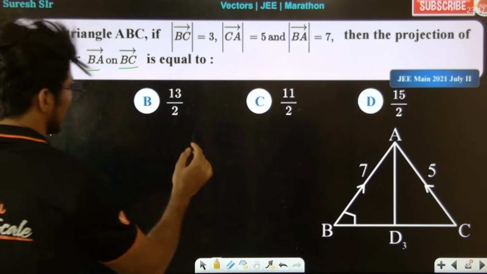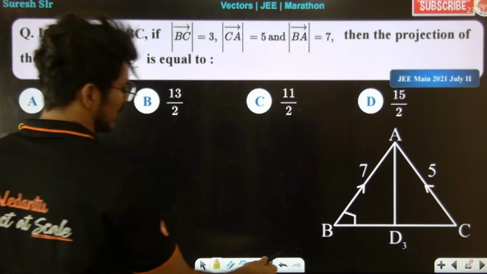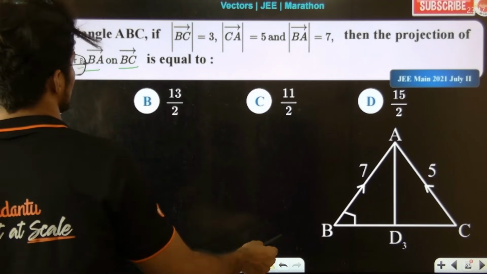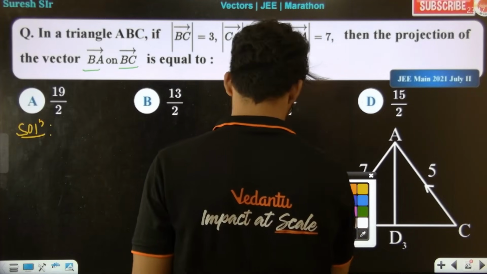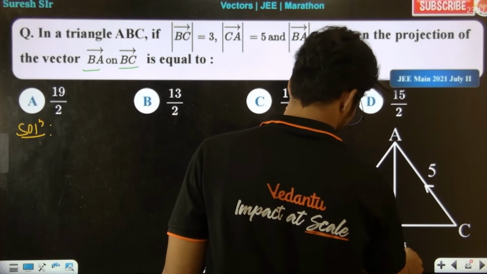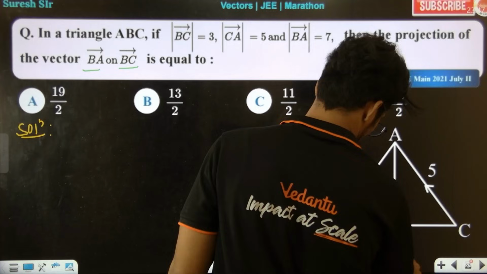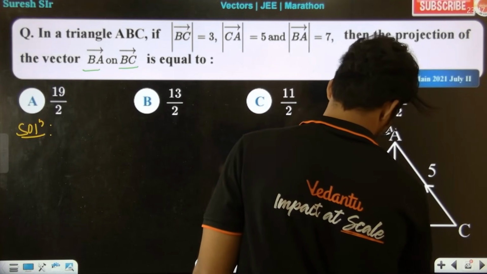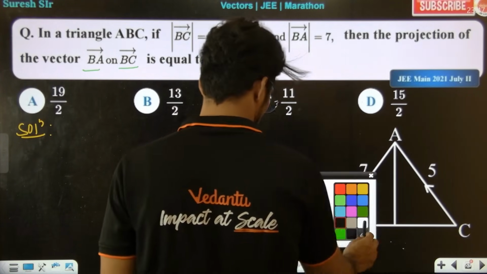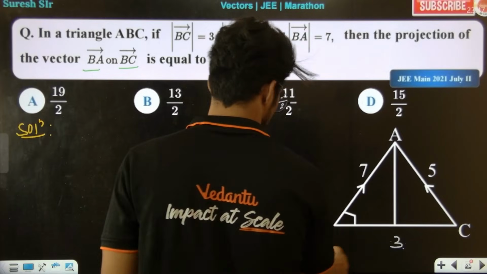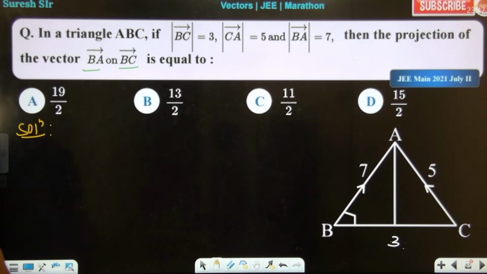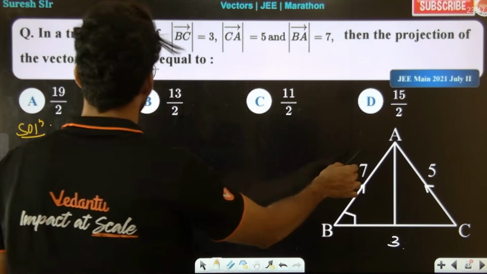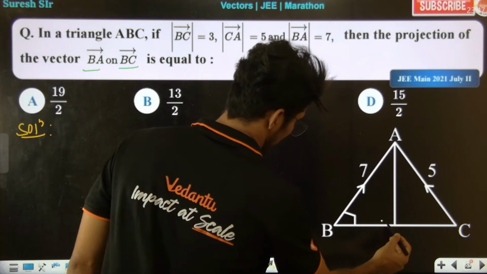In triangle ABC, they have given BC as 3. So let me take this as 3. Let me write it. This is 3. They have given this as 3. BC is 3, and the projection of BA on BC is what?